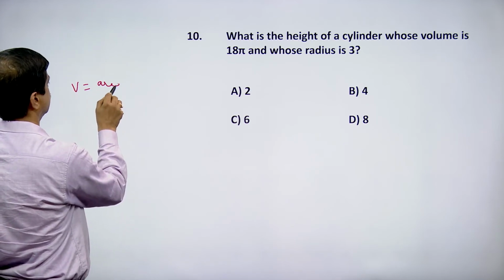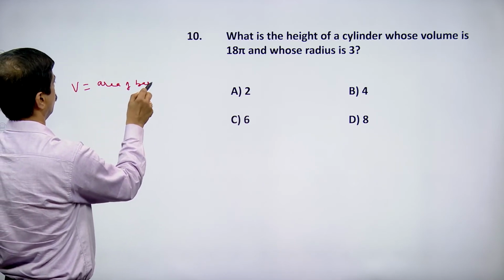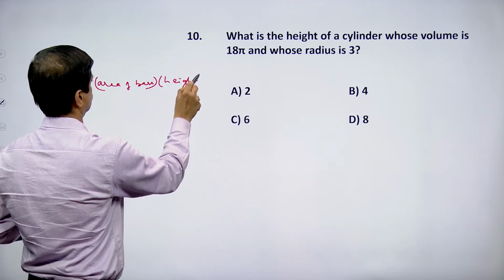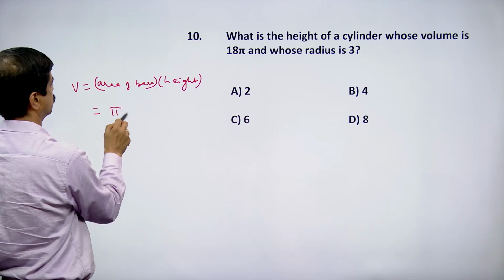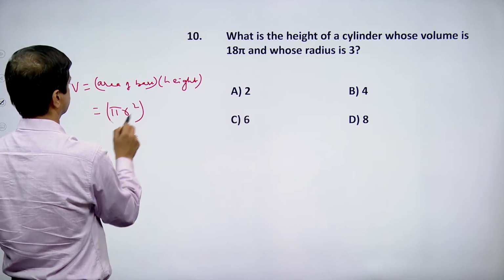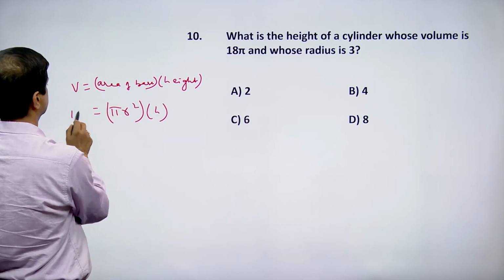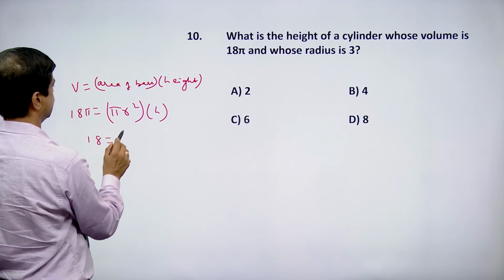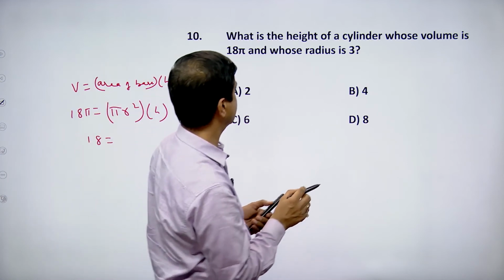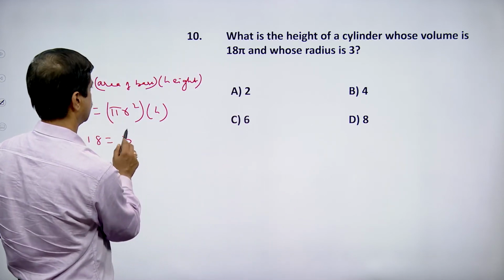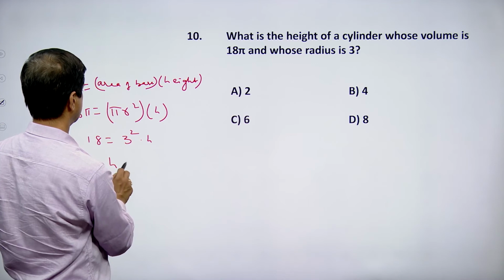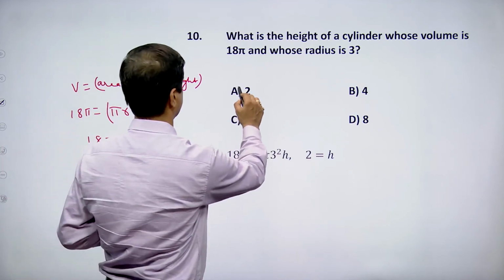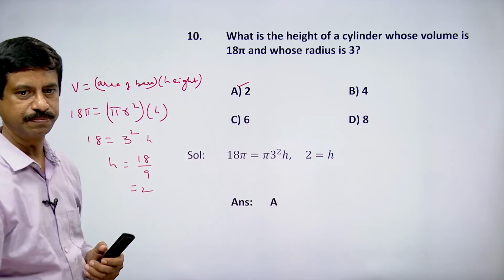Volume is area of base into height. What is area of base? Pi r square into height. So, volume is given as 18 pi. So, pi gets cancelled, equal to r square, radius is 3 square, into height. So, height equal to 18 by 9, that is 2. So, option is A. Quick, children.